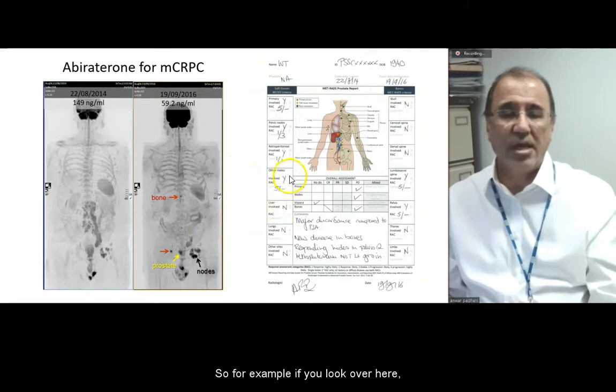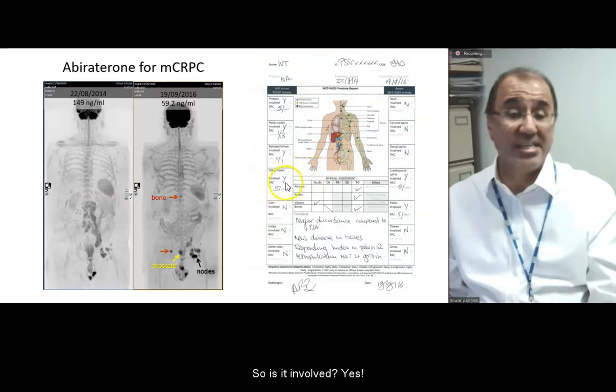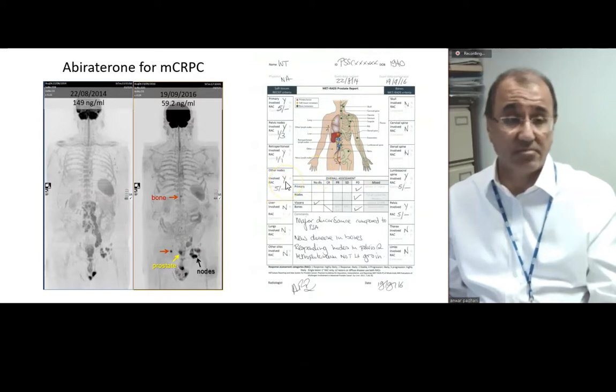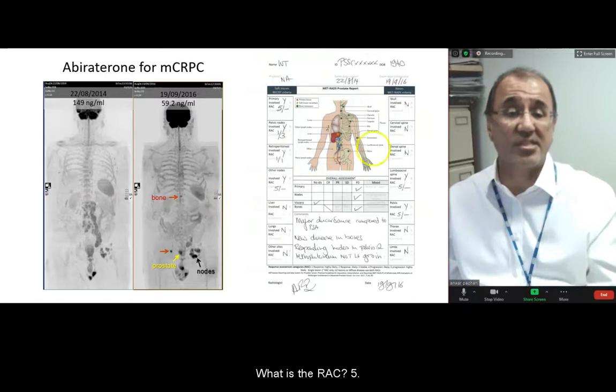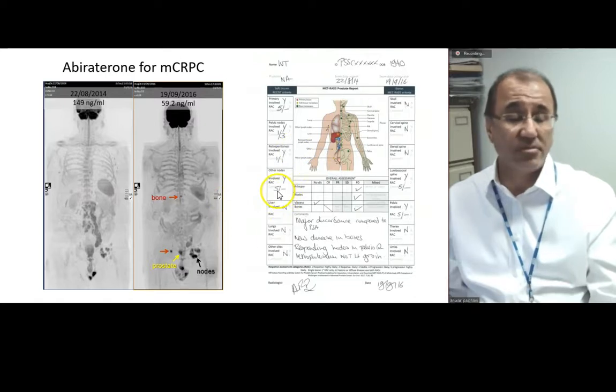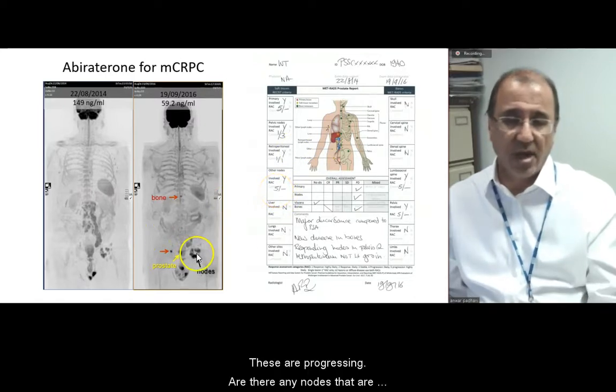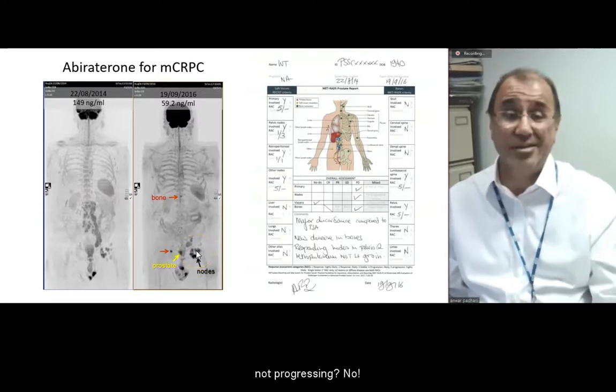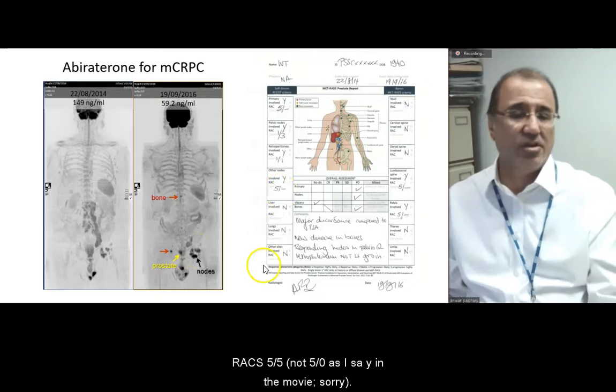So for example, if you look over here, other nodes, so groin lymph nodes would be other nodes, is it involved? Yes. What is the response assessment category? 5. These are progressing. Are there any lymph nodes here that are not progressing? No, they're all progressing. 5, 0.